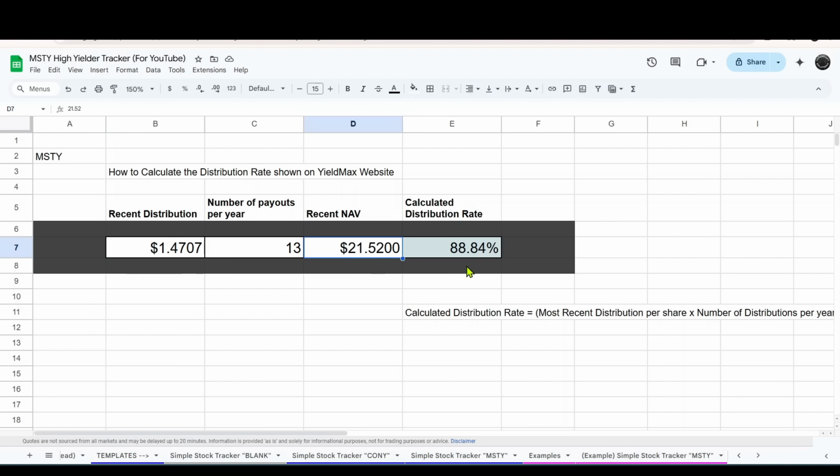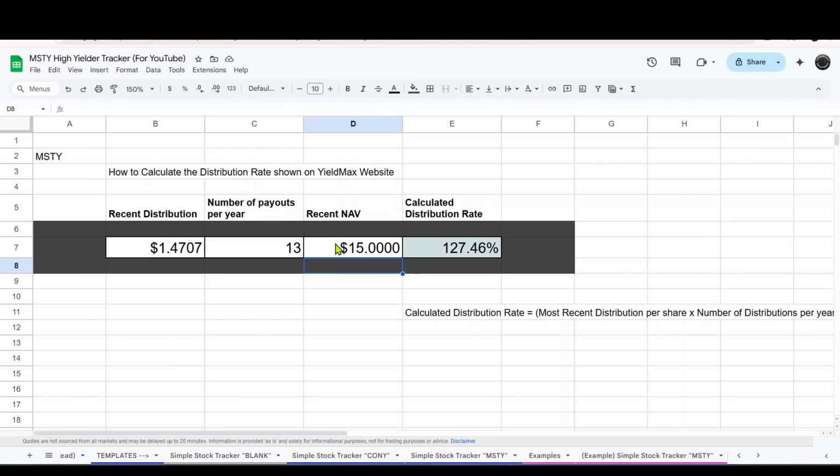Say, taking it back to that $47.07 of what it was, if the price of MSTY and the NAV dropped, and say this fell all the way down to $15, right? So the price of MSTY drops. Boom. We now are showing a distribution rate of 127%. So a lot of people see that on the website and they get all excited.